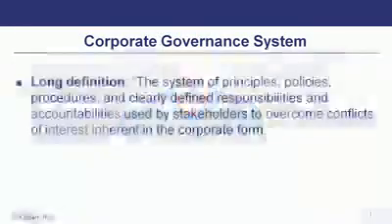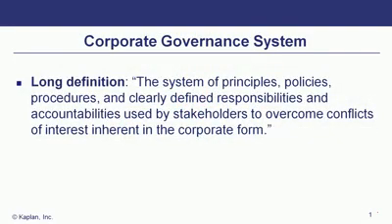If you want a really long definition, a corporate governance system is a system of principles, policies, procedures, blah, blah, blah. You can read that if you want. I suggest you commit it to memory for the exam. No, I'm just kidding. Anyway, this is just saying that we have a corporate governance system that's going to define who is responsible for what. There's going to be accountability. There's going to be monitoring. There's going to be a way to resolve conflicts. And that's what we mean by corporate governance.